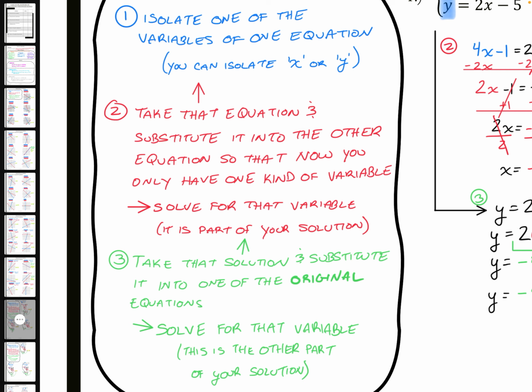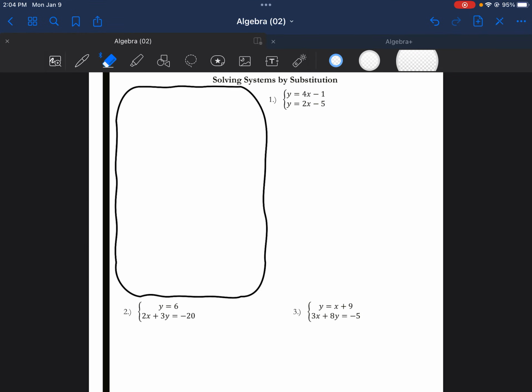I know you wrote down a description for what the method is on page 2 of your packet. However, this goes through the steps and the specific details to take so that you can solve this correctly. Go ahead and pause the video. We're going to get started on problem number 1.